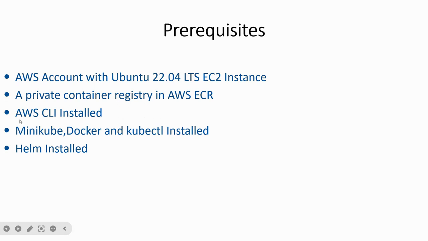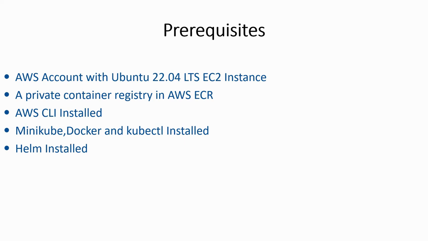Then you should have AWS CLI installed. AWS CLI is the AWS command line interface. It is a tool provided by Amazon Web Services and it provides a set of commands for managing and administrating AWS resources. Then you should have Minikube, Docker, and kubectl installed and also Helm installed.